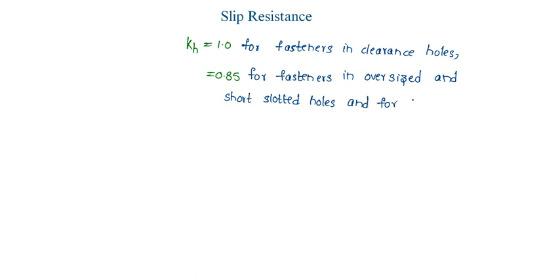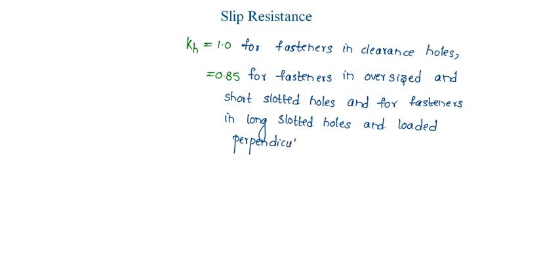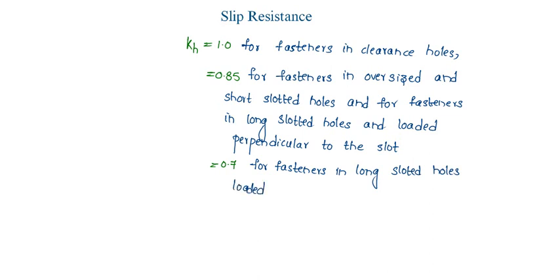for fasteners in long slotted holes and loaded perpendicular to the slot, and whereas 0.7 for fasteners in long slotted holes loaded parallel to slot.